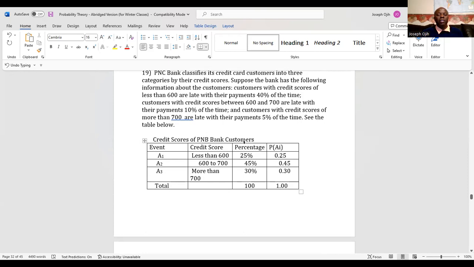Now, remember they give you the probabilities of their default for each category of credit score, which we call the prior probabilities. They give it to us that those who have a credit score of less than 600 are late 40% of the time.